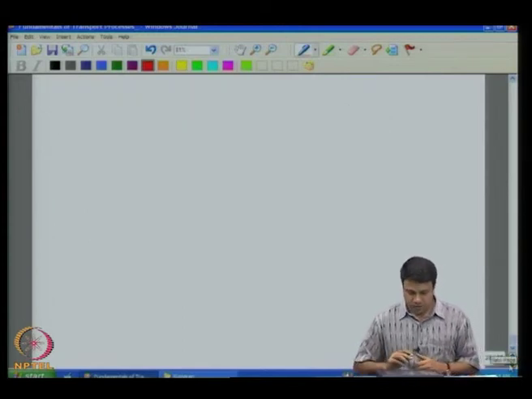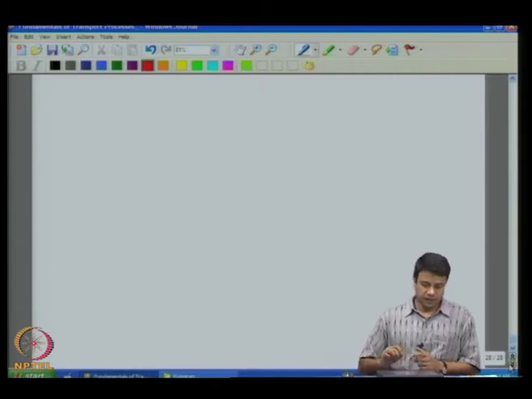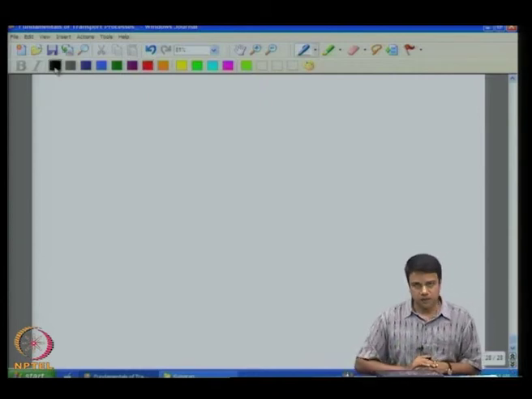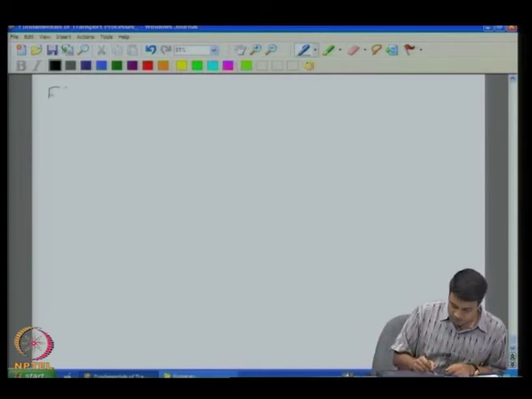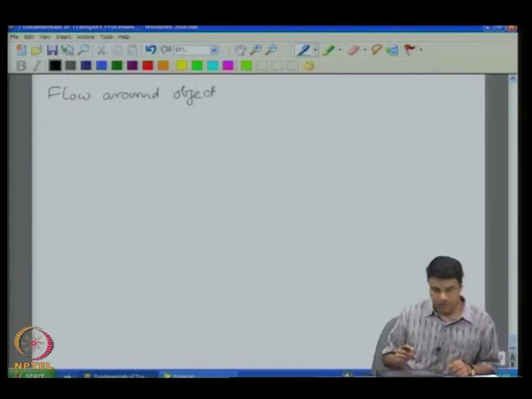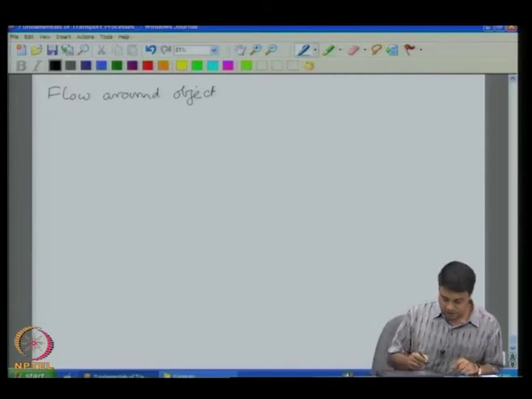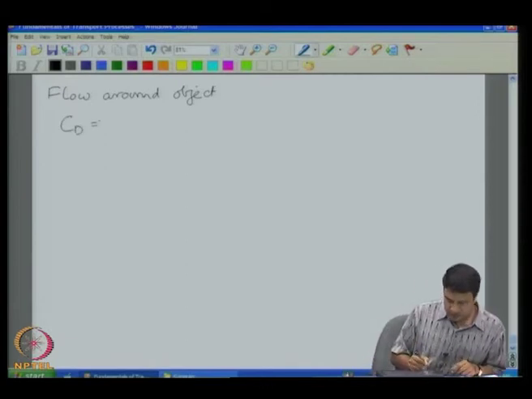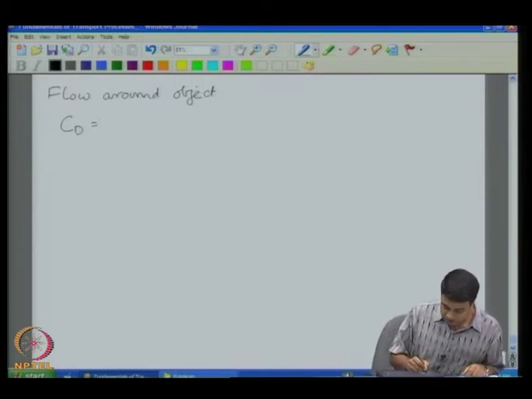So far I have talked about non-dimensional fluxes for mass and heat. What about non-dimensional fluxes for momentum? Historically, the non-dimensional fluxes for momentum have been defined differently. For the flow around an object, the non-dimensional flux is defined as the drag coefficient. Drag coefficient is the drag force by the area of projection.